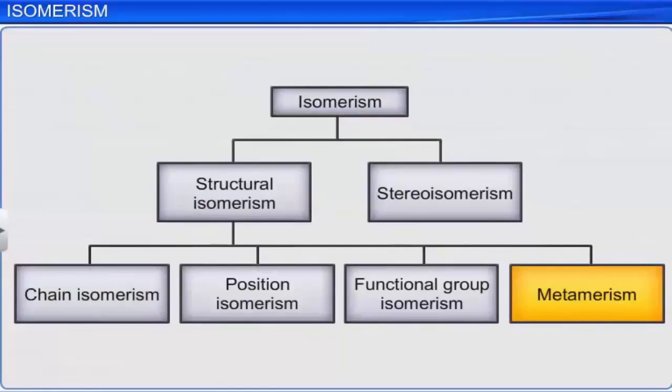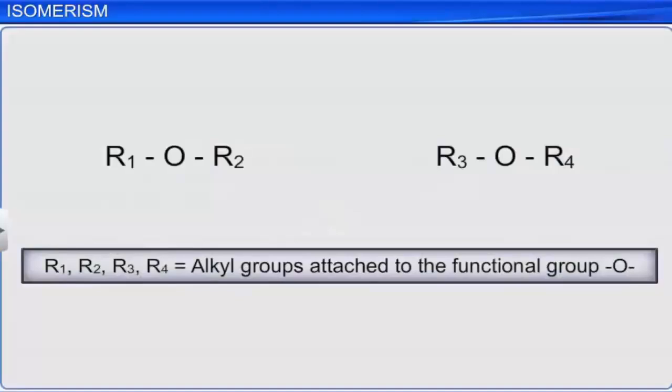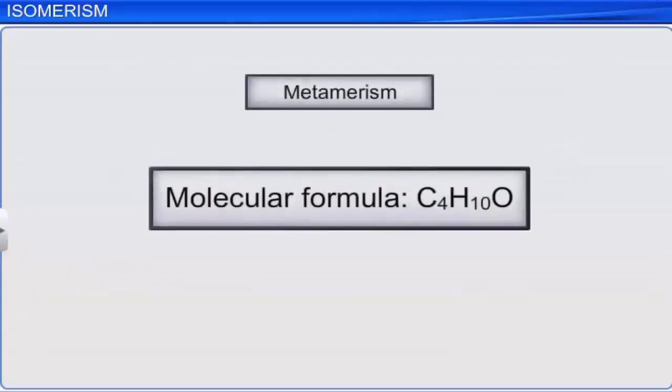Finally, let's look at metamerism. Compounds that have the same molecular formula but different alkyl groups attached to the same functional group are called metamers, and the phenomenon is known as metamerism. This type of isomerism occurs due to the difference in the nature of alkyl group attached to the functional group. Metamers always belong to the same homologous series. Let's consider the molecular formula C4H10O.